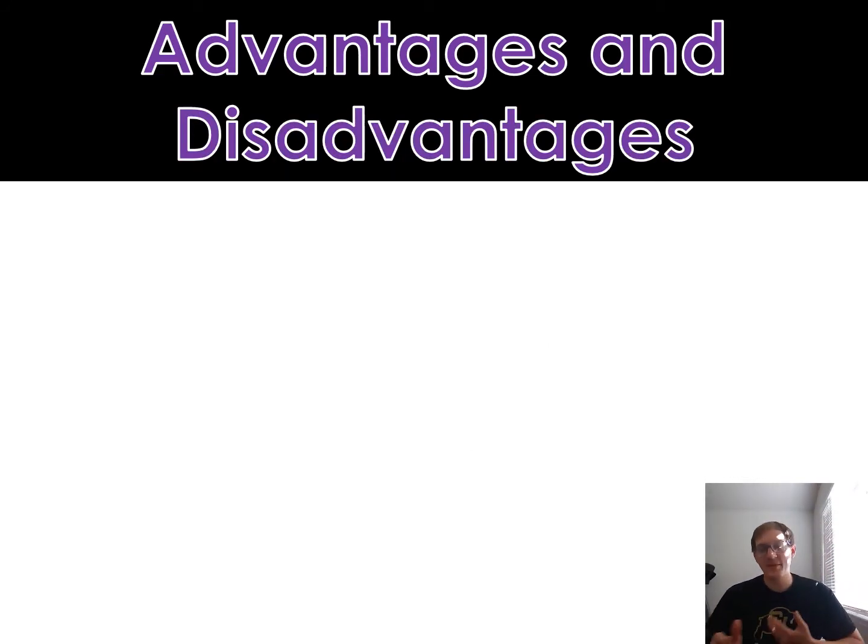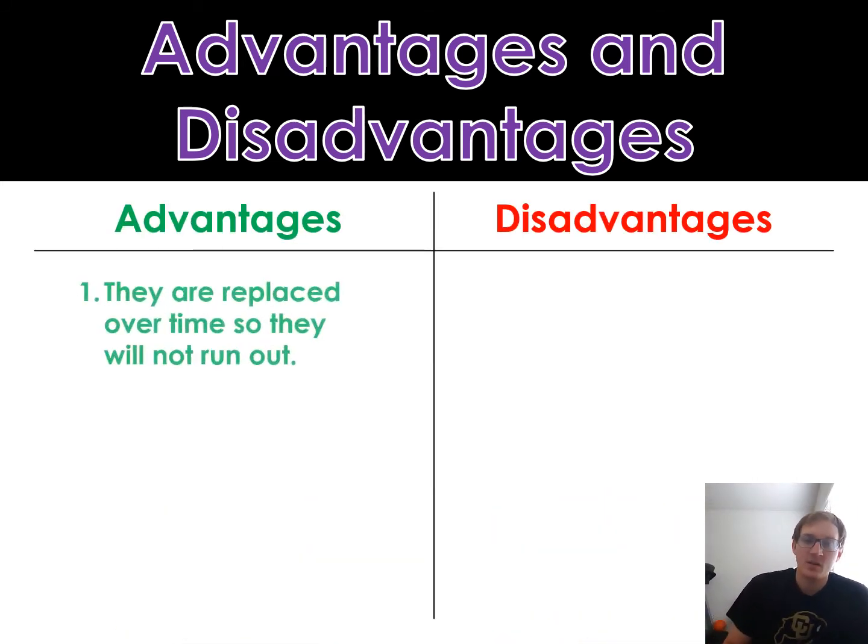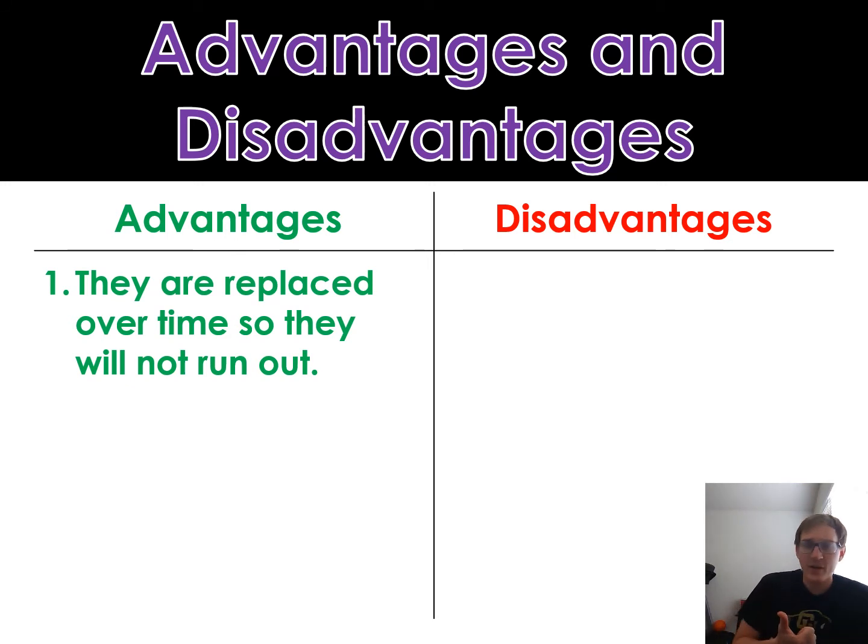All right, so let's talk about the advantages and disadvantages of renewable resources. So number one, they're replaced over time so they will not run out. Okay, we're not going to have any shortage of wind in northeast Colorado where we have a big wind farm. It's almost constantly windy there, so it's pretty much going to be there no matter what. We don't run out of solar energy. The sun is, as far as we know, going to be there every single day, and that sort of thing.